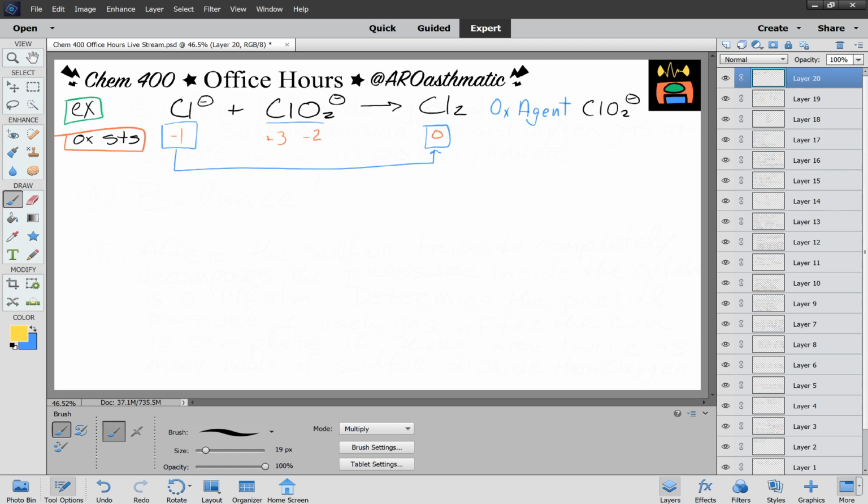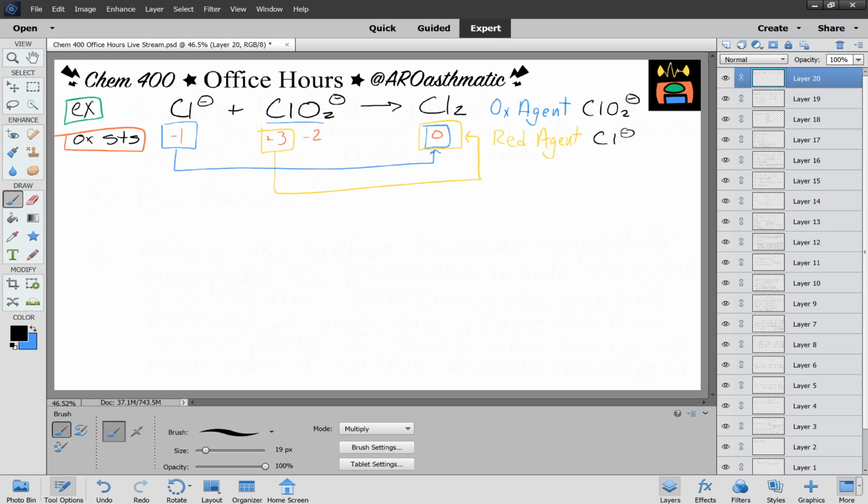Now, when you look at the chlorine in chlorite, it starts at +3, it ends at 0. So you've gone from a +3 to a 0. That means you've gained electrons, so it's been reduced. The species that reacts with this chlorine, causing the reduction to happen, is chloride, Cl-. So chloride is the reducing agent, chlorite is the oxidizing agent, and that is the first part of the problem.